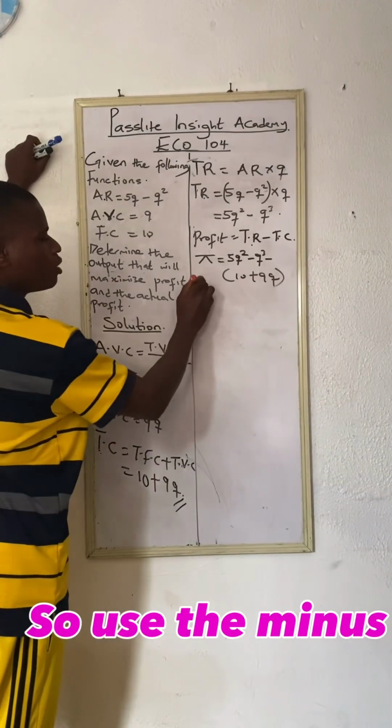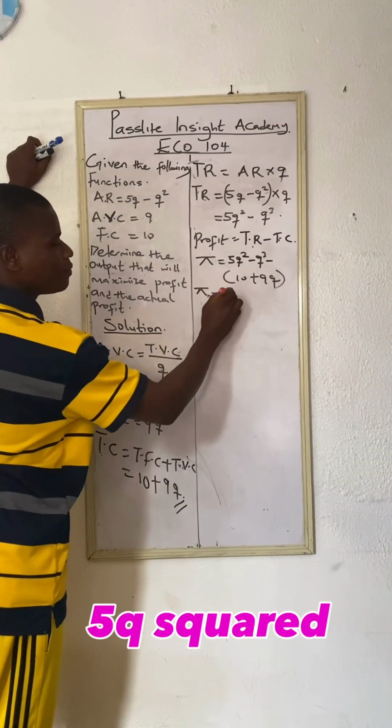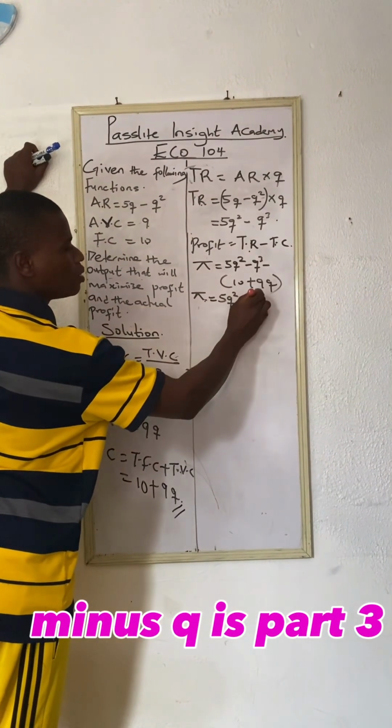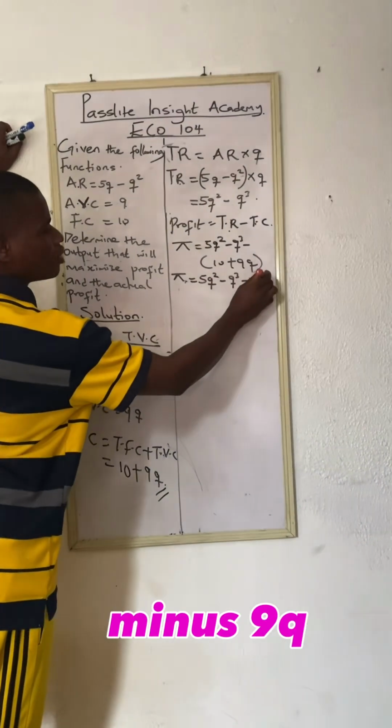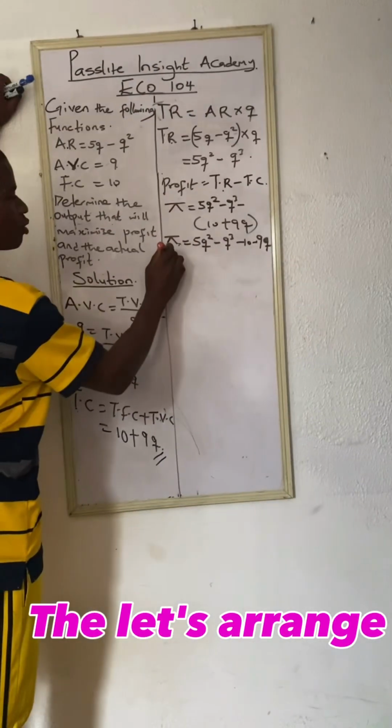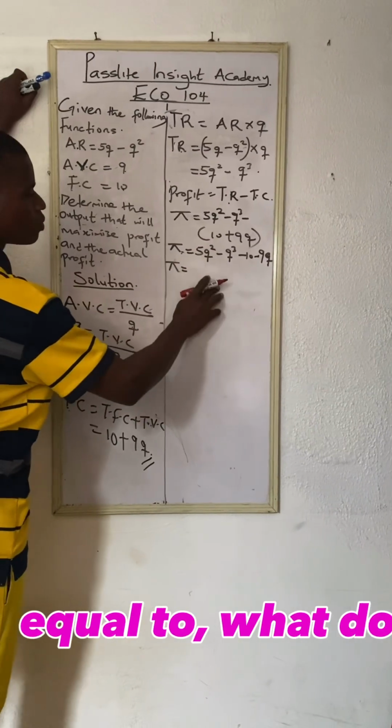So use the minus to open the bracket. What do you have? 5Q minus Q raised to power 3 minus times plus minus 10, minus times plus minus 9Q. Then let's arrange. If you wish to arrange, pi is equal to, what do you have?